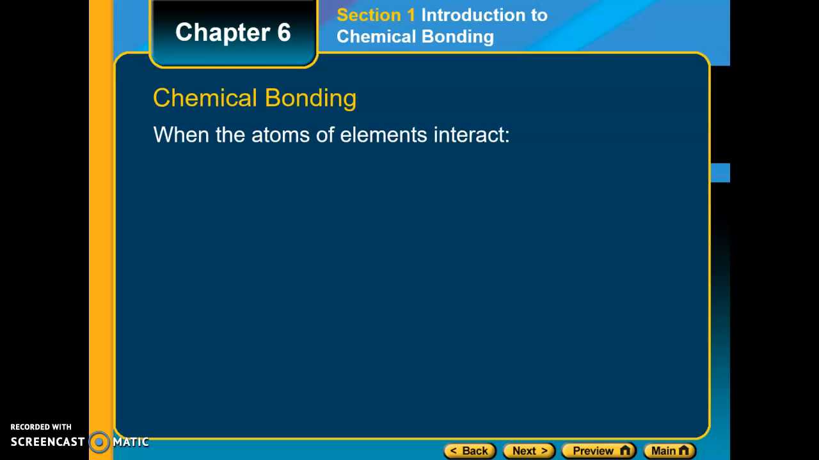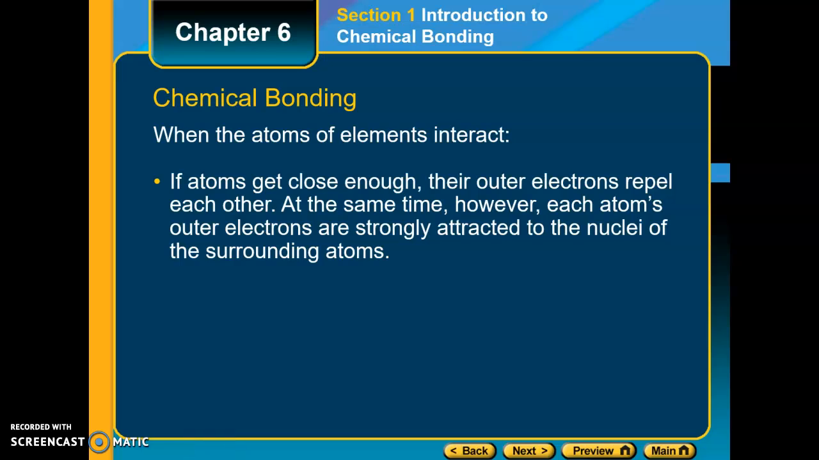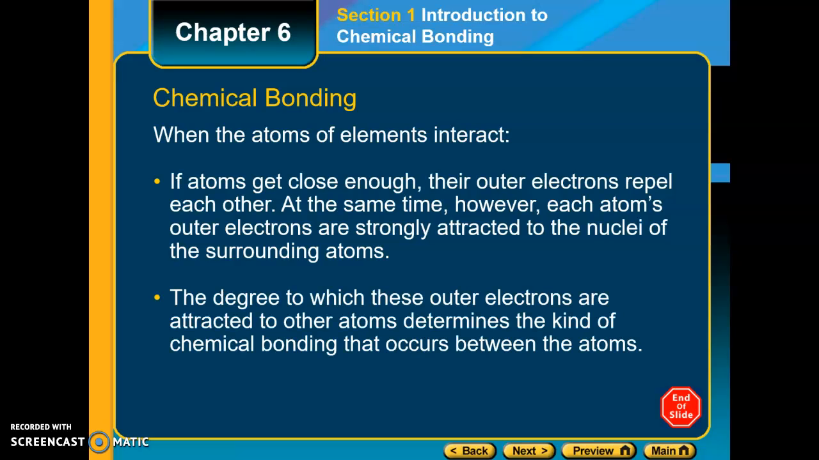So in Chapter 6, we take a look at chemical bonding. Chemical bonding is the result of the interaction of atoms. When atoms interact, what we see happening is that their valence electrons, as they come closer, begin to repel each other. Remember, like charges repel. But at the same time, those valence electrons are attracted to the positive nucleus of another atom. Positive, remember, because of the protons in the nucleus.